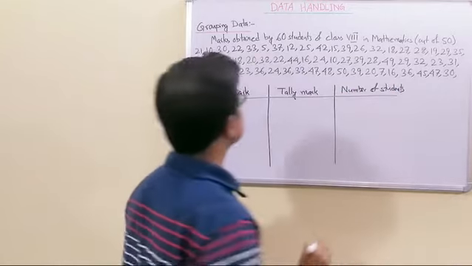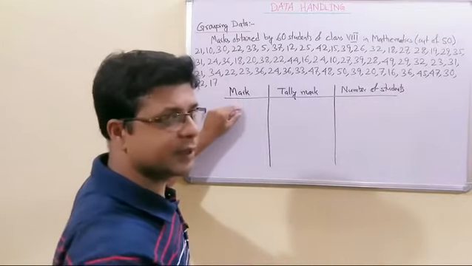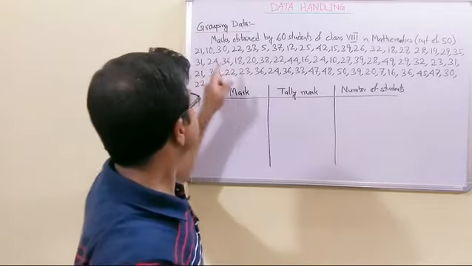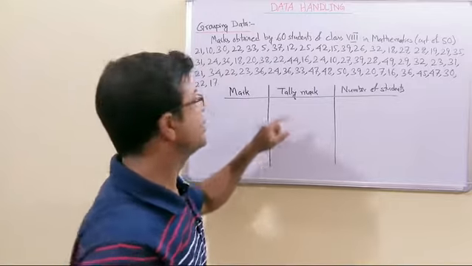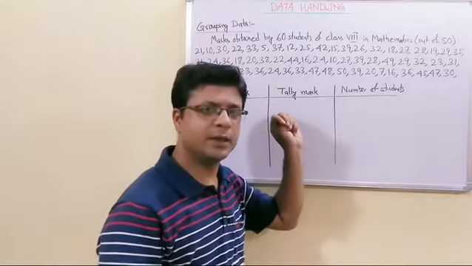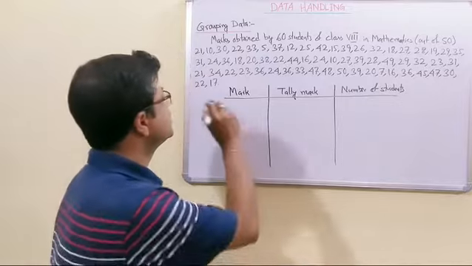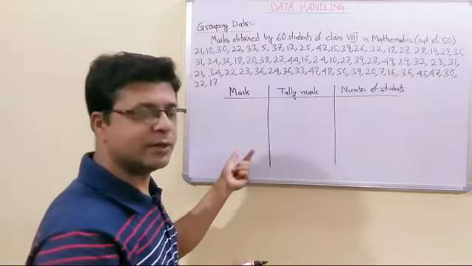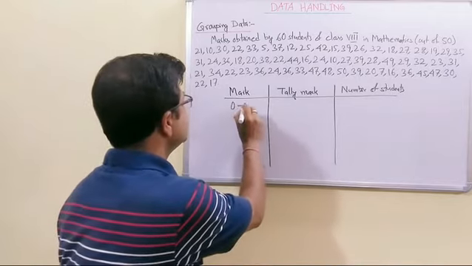Now suppose you want to write 21 here, and so many 21s may be there. In this way, if we make the frequency distribution table for all these 60 data, this table will be so big. So for convenience, we'll make some groups. For example, suppose we make groups like 0 to 10, 10 to 20, 20 to 30. In this way, we will make the groups. Let us make the first one from 0 to 10.